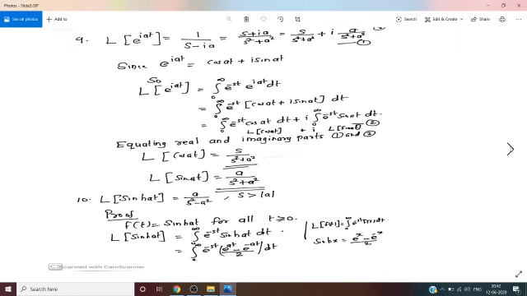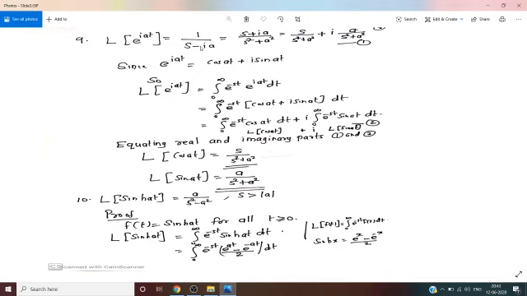Now we can find the Laplace transform of sin at and cos at in another way. For that, we have to find the Laplace transform of e raised to iat. What is the Laplace transform of e raised to at? It is equal to 1 by s minus a. Similarly, what is the Laplace transform of e raised to iat? It is equal to 1 by s minus ia.